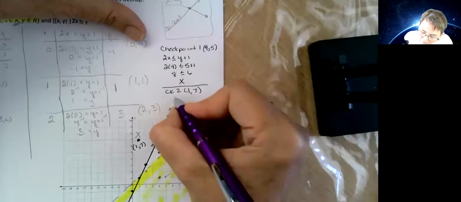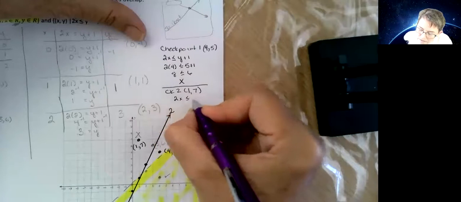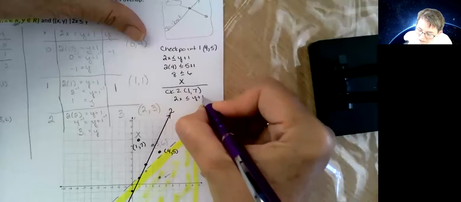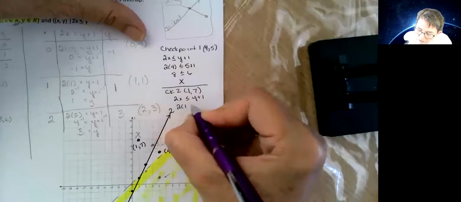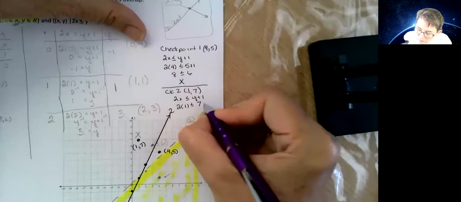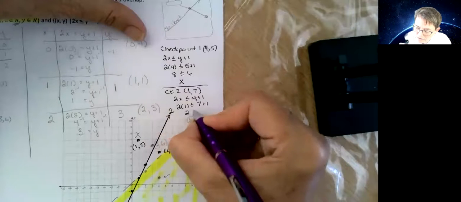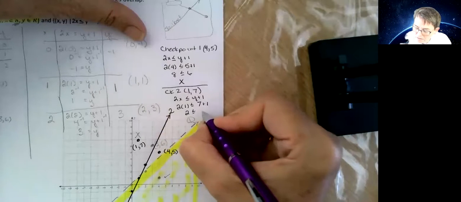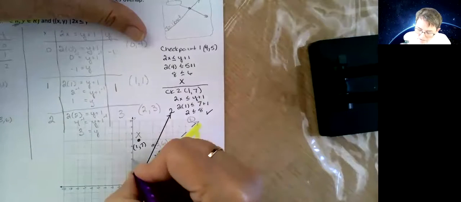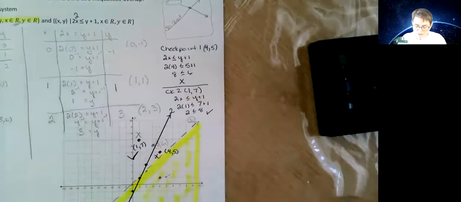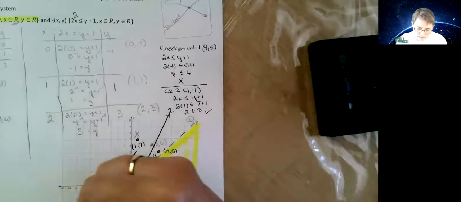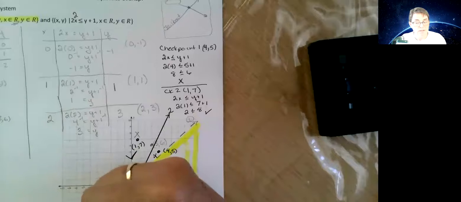I'm running out of room here. 2x less than or equal to y plus 1. 2 times 1 less than or equal to 7 plus 1. Yes, 2 times 1 is 2. It's less than or equal to 8. So this is the yes. So this side was the no. This side was the yes. And there's real numbers again. So everything on this side. Oh, this is going to be a messy graph.